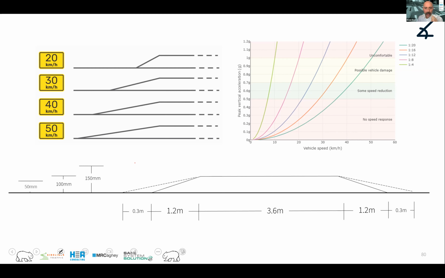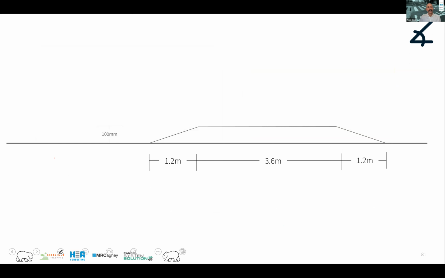So here's a real stock standard setup for a raised pedestrian crossing. 3.6 meter platform, 1.2 meter taper down or ramp length, and 100 mil high. So there's a stock standard one.